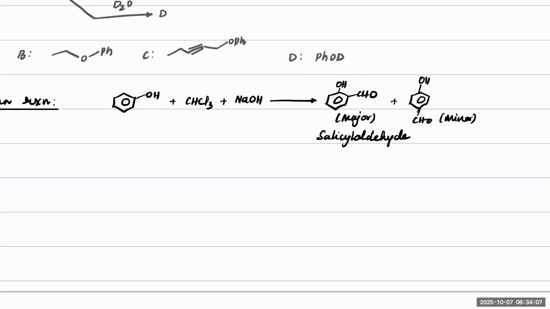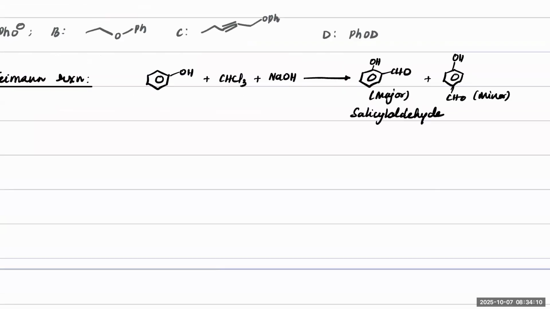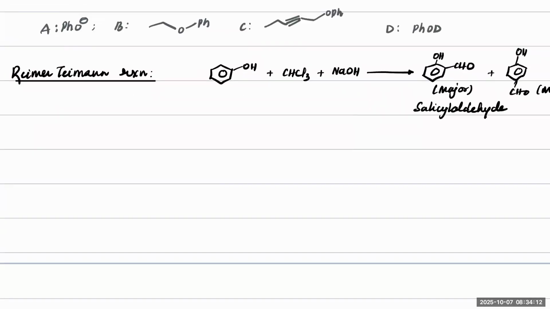So this is salicylaldehyde. Now when it comes to CHCl3 here, correct? Now it will form a carbene here. So these terms are important. Formation of carbene. That is CCl2 with an empty orbital. This is what is formed.